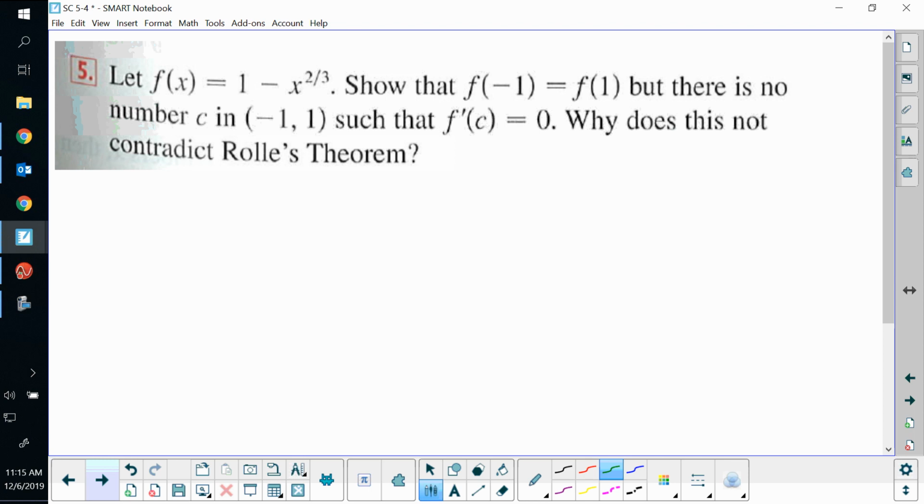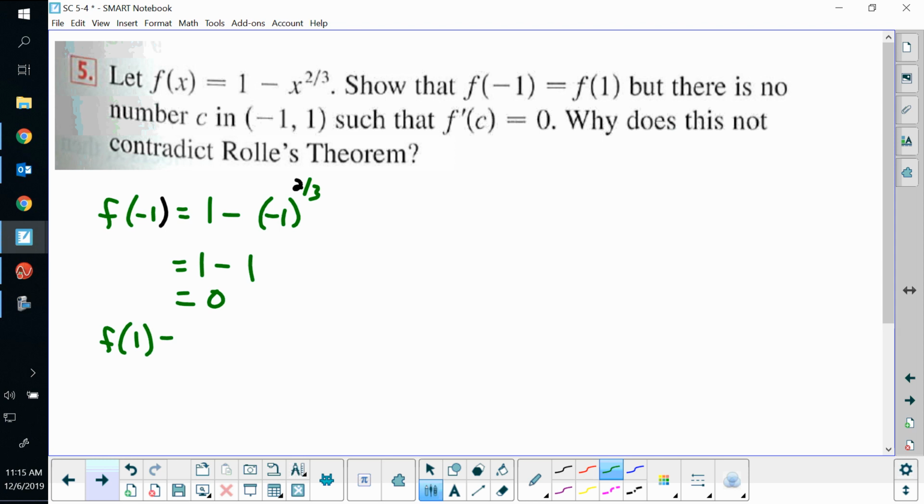All right, so in this one, we've got our function, 1 minus x to the 2/3. First step, we want to show that f of negative 1 is equal to f of 1. So f of negative 1, raising to the 2/3, that's cubed root and then squaring. When you take a cubed root of negative 1, you get negative 1. When you square it, you get positive 1. So we'll have 1 minus 1, which is 0.